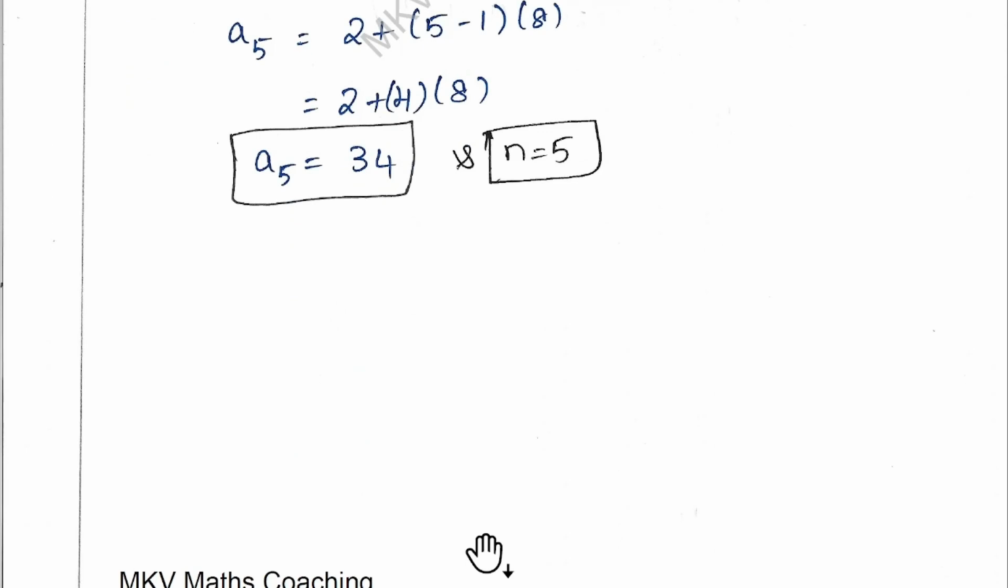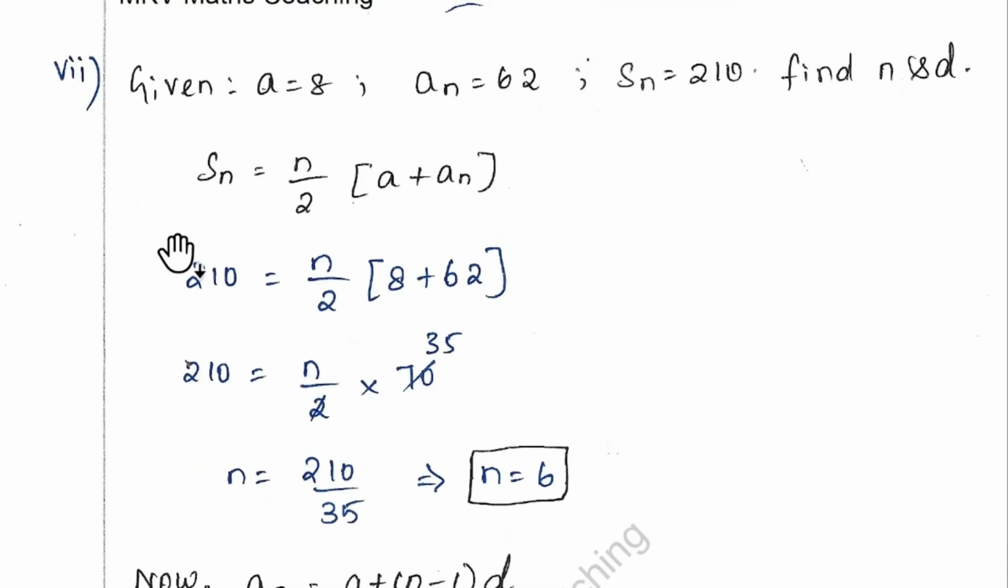Okay. So the next problem, given a is 8 and an is 62, Sn is 210. You need to find n and d. So since you know a and Sn, no, so you can take the shorter formula and you will get the n value easily. You can substitute 210 instead of Sn and n by 2 you keep it as it is. a is 8 and an is 62. Just substitute and cancel. You get n value as 6.